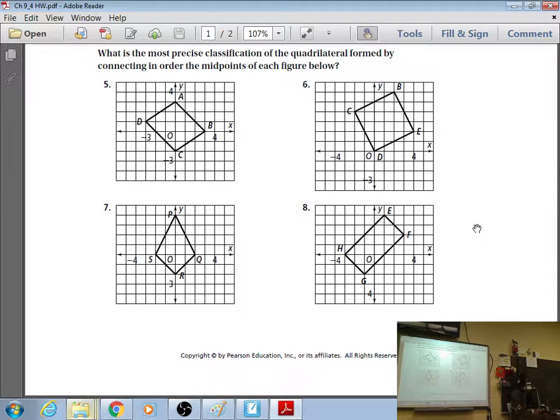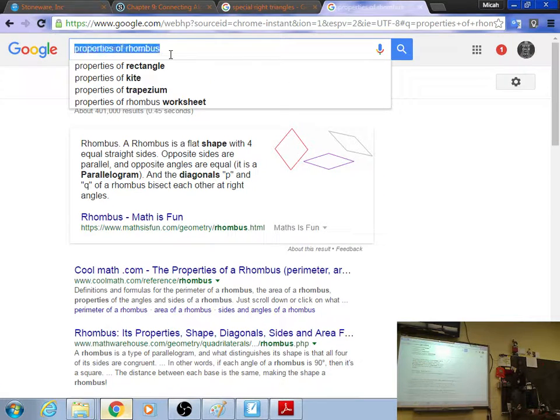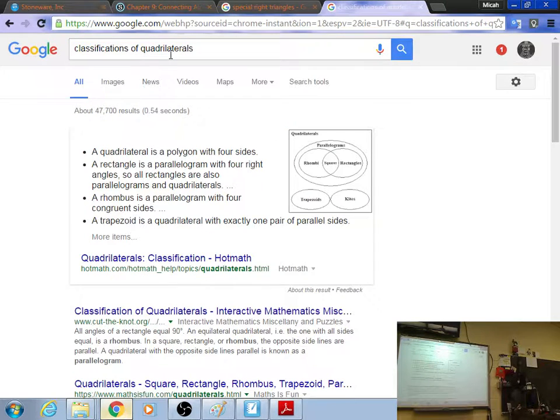I'm going to see if I can find this. That classifies quadrilaterals based on what characteristics they show. The main ones that we've worked with, obviously the base ones, are square, rectangle, rhombus, trapezoid. Then we get into kites and different objects like that.